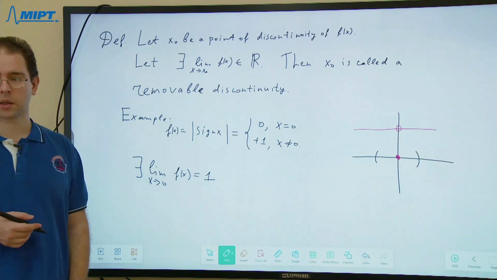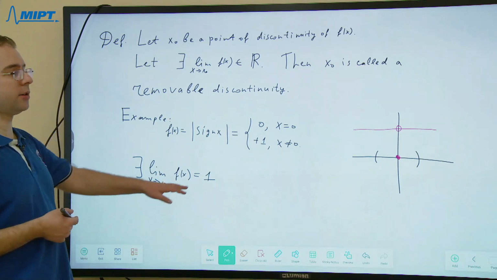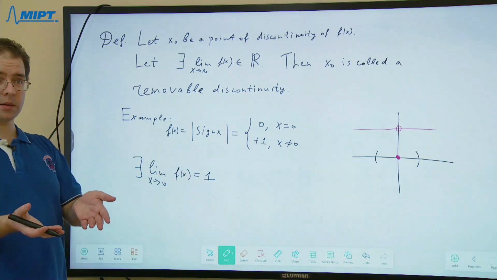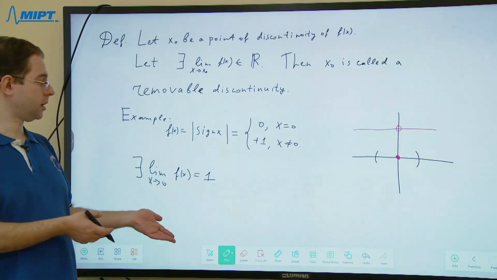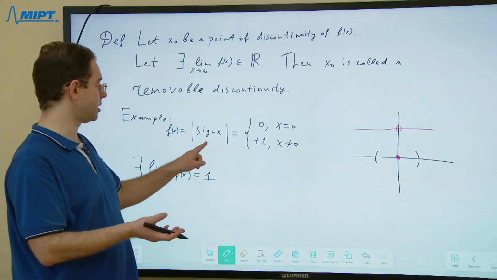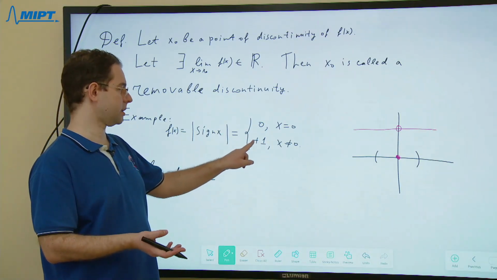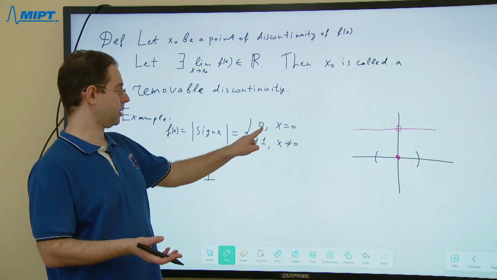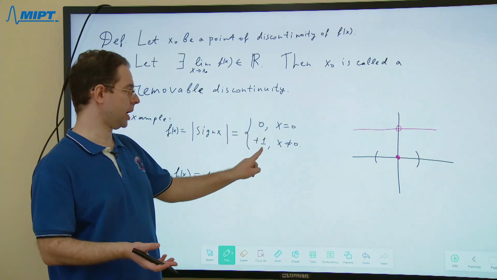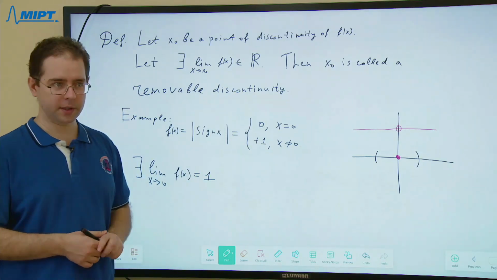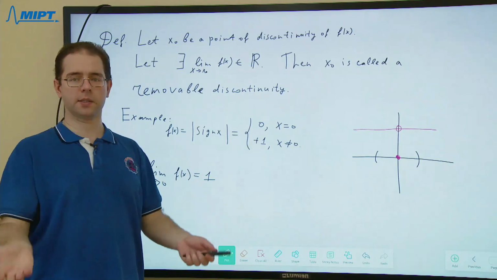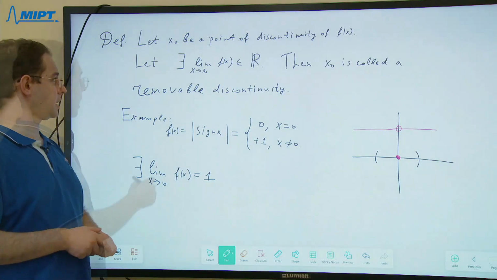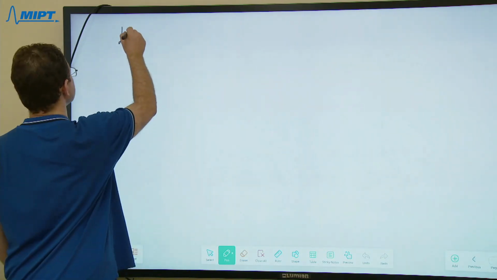Very well. So this is the case. This is a removable discontinuity. The function has a limit, but is not continuous. We can fix it by changing just one point. So if I change my function from being 0 to being 1 at x equals 0, this function will become a continuous function. Removable discontinuity. Definition.